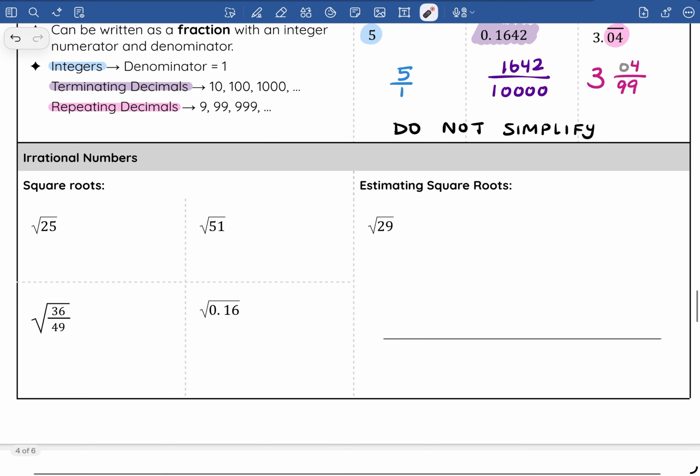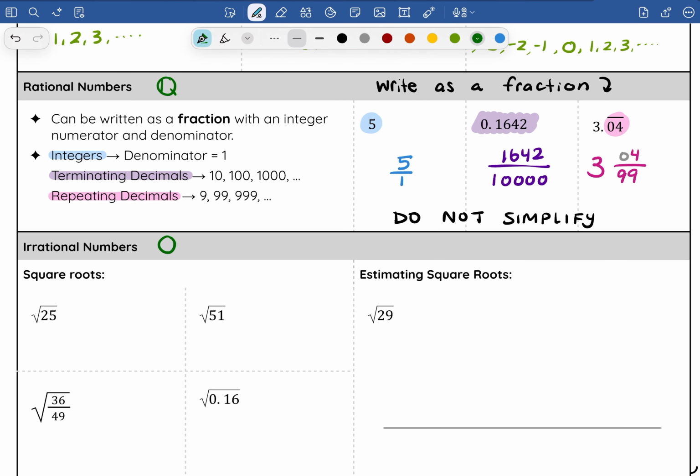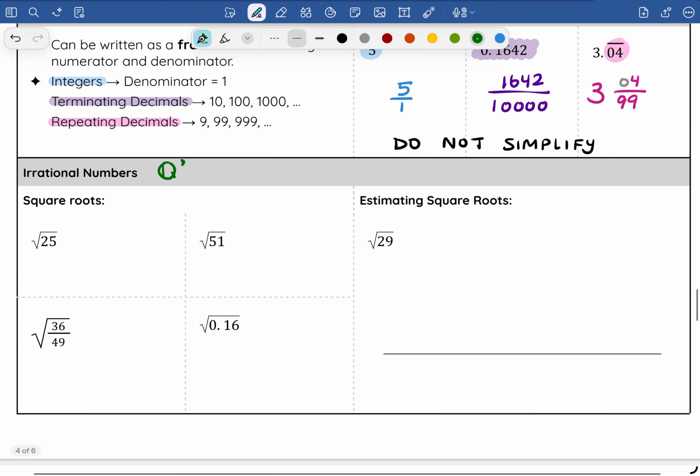Okay. Next up, we have our irrational numbers. So if rational numbers were the fancy Q, irrational numbers is the Q with the little apostrophe. It's called Q prime. It basically means anything that's not rational. So in this case, a lot of what we look at is square roots and stuff like that.